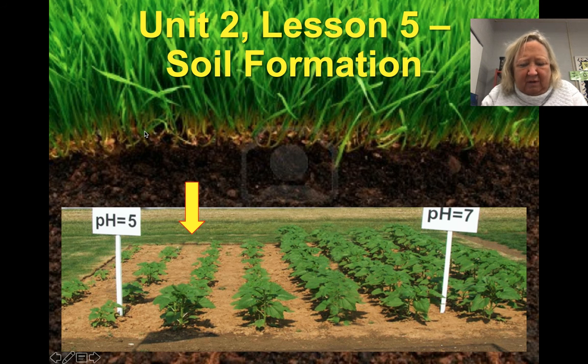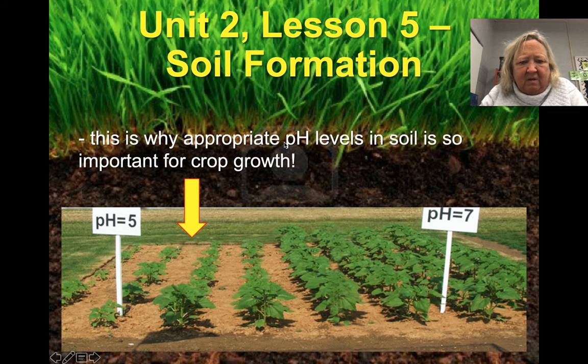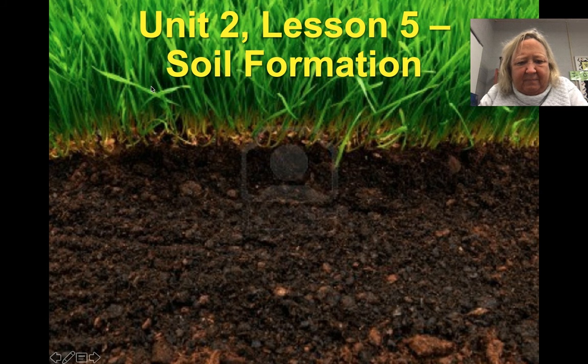If you look at this picture, you can see that at a pH of 7, the crops are growing much more than when there is too much acid in the soil. Not growing near as much there. So, as it says, this is why appropriate pH levels in the soil are so important.